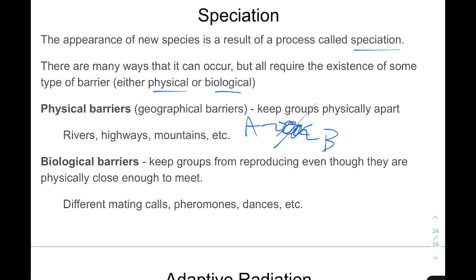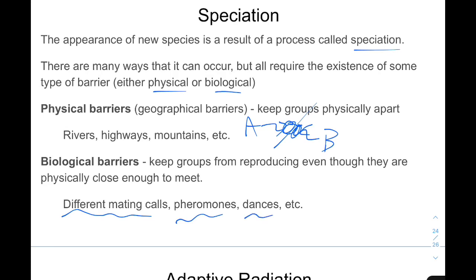Or the barriers could be biological. So even if A and B are together in the same area, there may be changes in parts of the group that make them even more different from other parts of the group. So if you start singing a different song and you're a bird, well, the birds who are expecting to hear their exact favorite song won't be happy to hear your song, and they won't mate with you. If you make a different stinky pheromone to attract all the other moths over, and those moths don't like that pheromone, well, they will not mate with you.